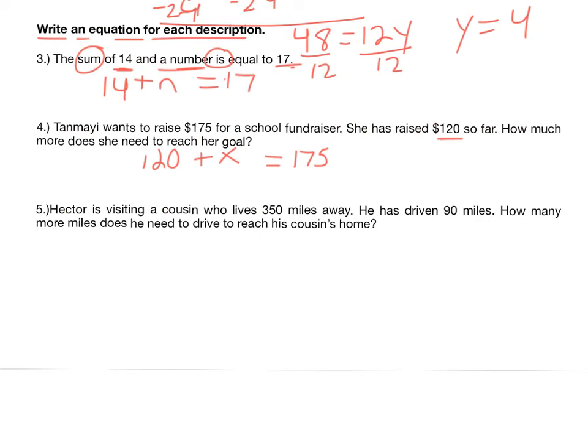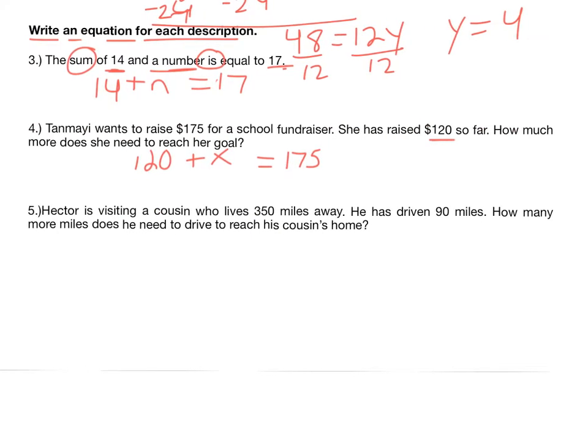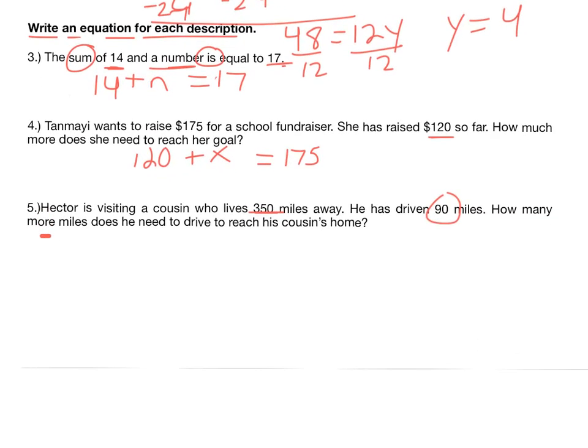Hector is visiting a cousin who lives 350 miles away. He has already driven 90 miles. How many more miles does he need to drive in order to reach his cousin's home? All right. So write and solve an equation with this. So we know he needs to go 350 miles in total, right? So 350 miles in total is the amount of miles he needs to drive.